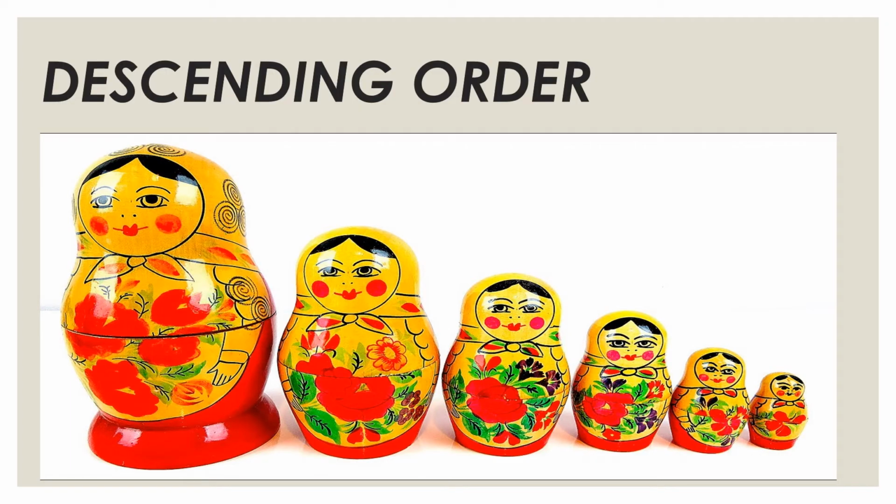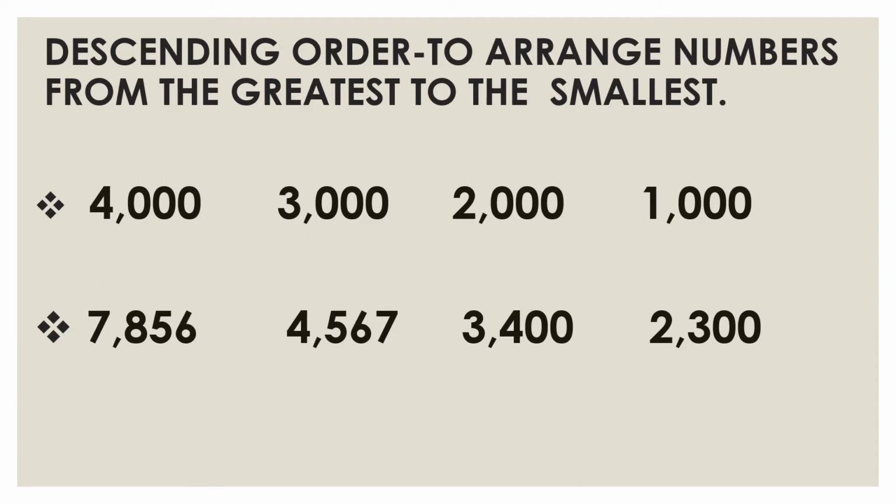Look at this picture over here, students. This is what descending order means. It means arranging things from the biggest to the smallest, as you can see. Students, let's read: descending order, to arrange numbers from the greatest to the smallest. So students, I just want you to read the first number over here. 4000. Yes. So from 4000, we went to 3000, 2000, and then finally 1000. So we have actually arranged all these numbers, students, from the greatest number, which is 4000, to the smallest number, which is 1000. Now let's look at the next example.